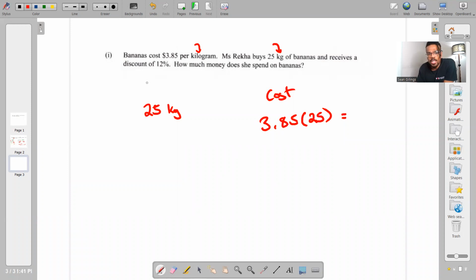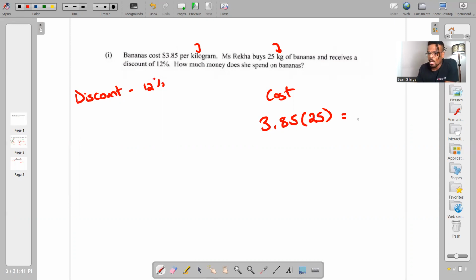Now, she receives a discount of 12%. Let me put that right here: a discount of 12%. I don't know if we discussed this last class, but sale, discount, percentage off, what do you think is happening here? If you go to the store and get a discount, that's a good thing, right? It means it's getting cheaper. So discount implies that the value is going to go down.